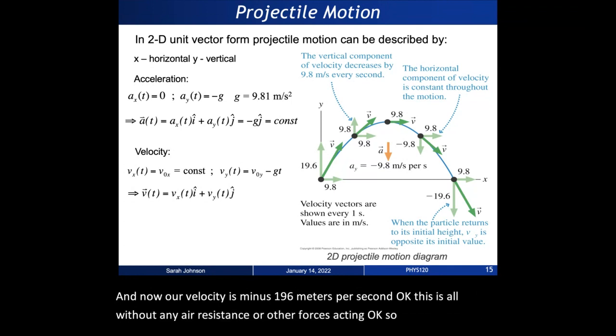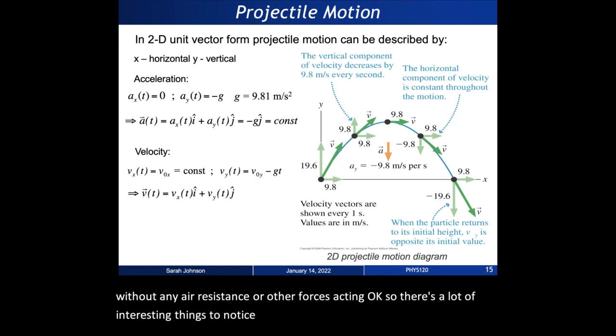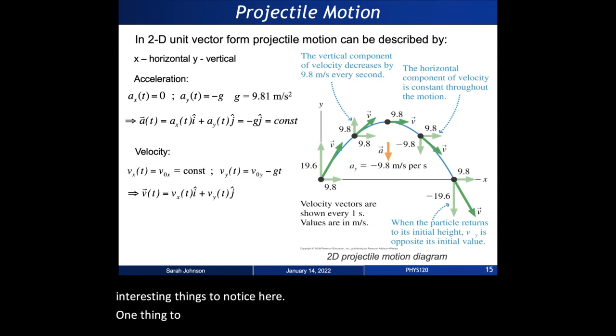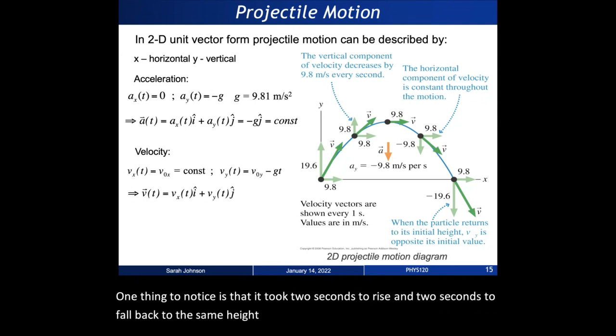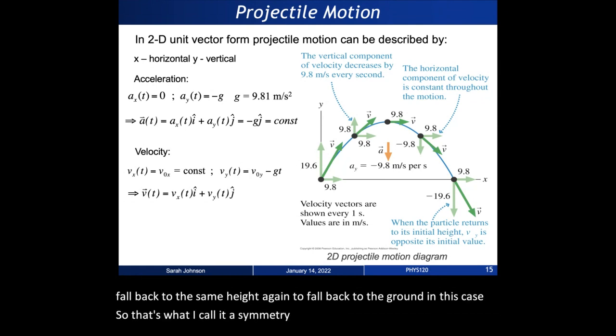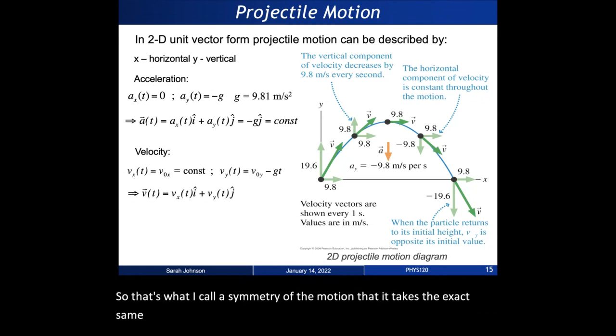Okay, so there are a lot of interesting things to notice here. One thing to notice is that it took 2 seconds to rise and 2 seconds to fall back to the same height again, to fall back to the ground in this case. So that's what I call the symmetry of the motion, that it takes the exact same amount of time to rise as it will to fall, if you do a complete arc, a complete parabola.